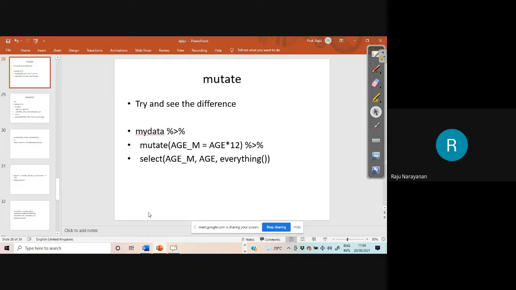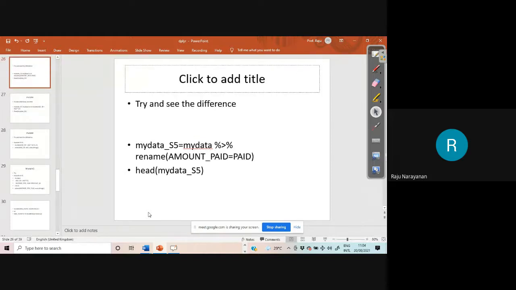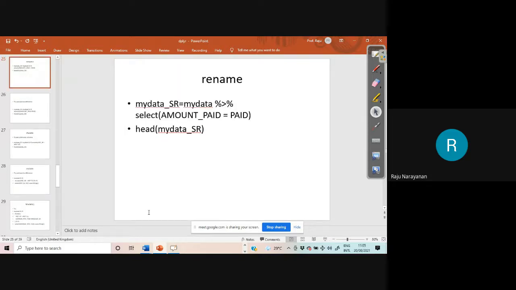And what is mutate? These are the important things. So many examples I have done. Okay. Rename means what? Suppose you are starting with some name and you find that it is not proper, the variable name, I mean. Therefore, if you want to change the name of the variable, that is the purpose. Because this one was amount paid, every time I have to type amount paid. I found it's very difficult. Therefore, I changed amount paid to paid.